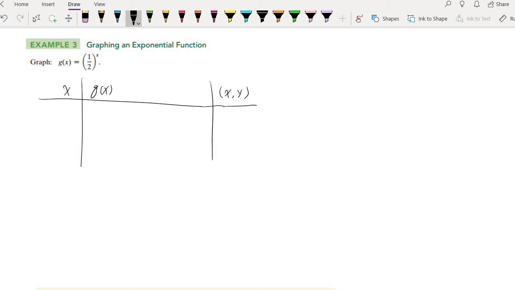Plug in a couple points. You can do pretty much the similar stuff. I'm going to plug in negative 3, negative 2, negative 1, 0, 1, and see what happens right here. Maybe 1, 2, 3. g of negative 3 is just going to be 1/2 to the negative third power. If we have a to the negative nth power, we're going to have 1 over a to the positive n power, right? So in this case, we have to look at our a.